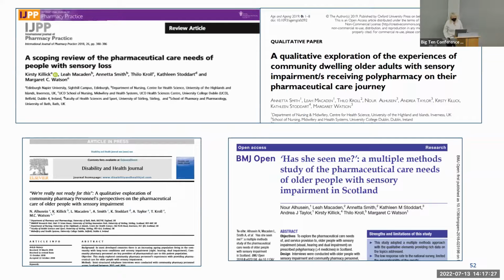So a few years ago, we undertook the SEPA1 study, which was more of an exploratory, fact-finding study. We went broad and shallow to find out what's been happening, what's been done. We undertook some interviews with older people with sensory impairment. We did some work with community pharmacists to find out, from their perspective, their training and the pharmaceutical care that they currently deliver for older people with sensory impairment. So all of that is published.